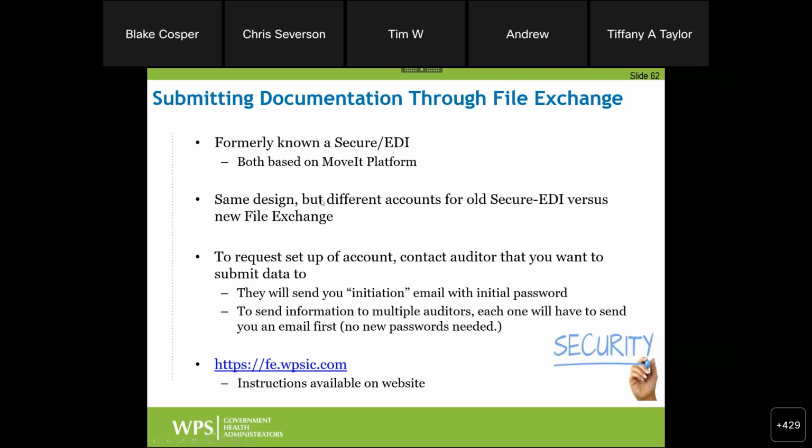File Exchange. Now, it used to be called Security EDI. It's the same basic design, except it's a new website, and the color scheme is a little bit different. But here's the important thing about this.